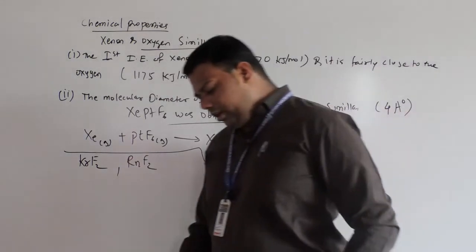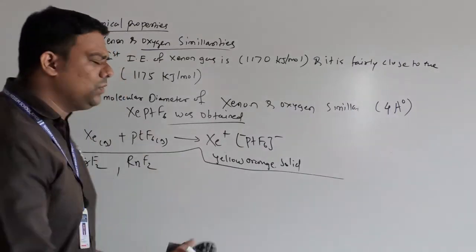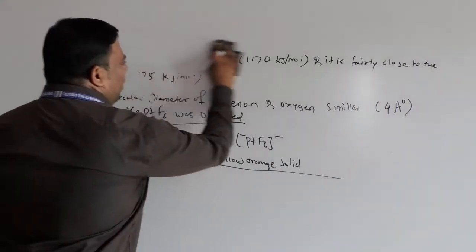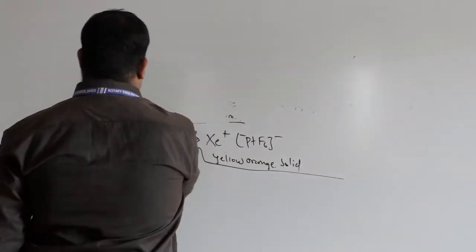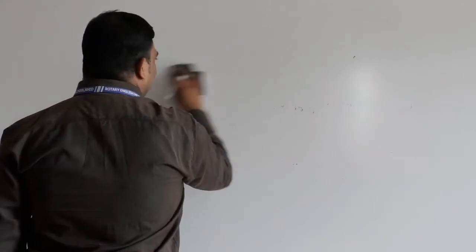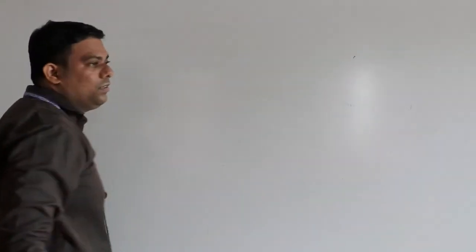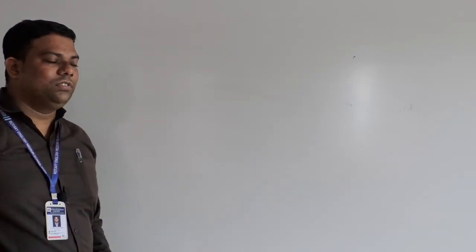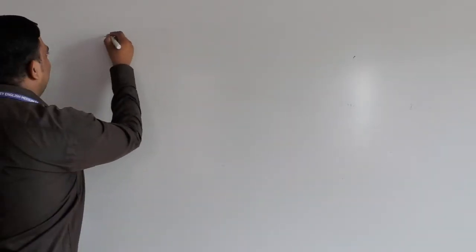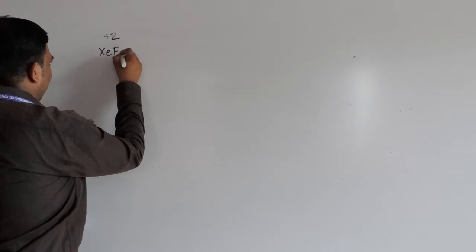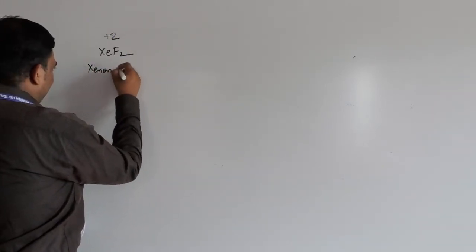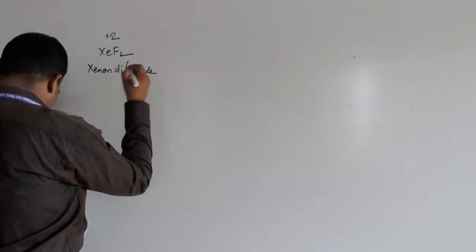So see here, we will now discuss a few compounds with respect to fluorine, in this xenon part. Among helium, neon, argon, krypton, radon, xenon, they are showing some stable compounds. Having oxidation number +2, XeF2, we call it xenon difluoride.